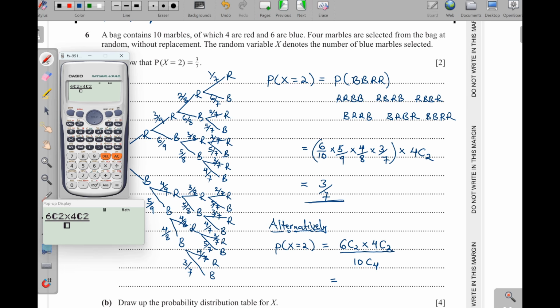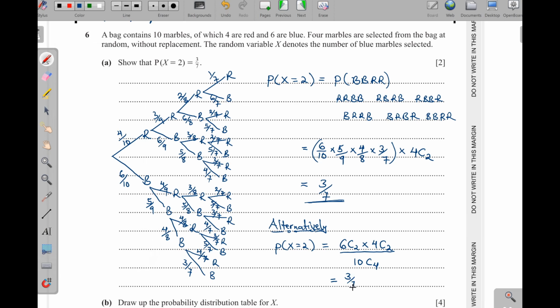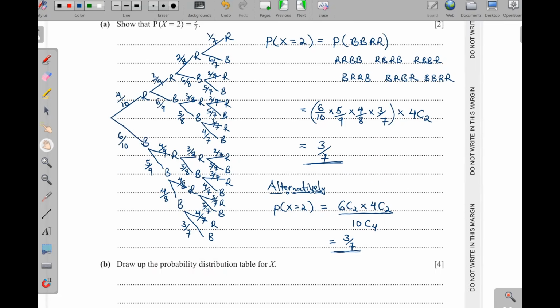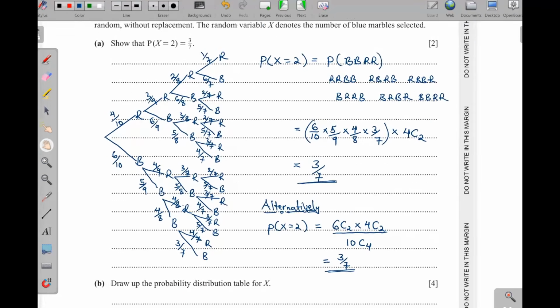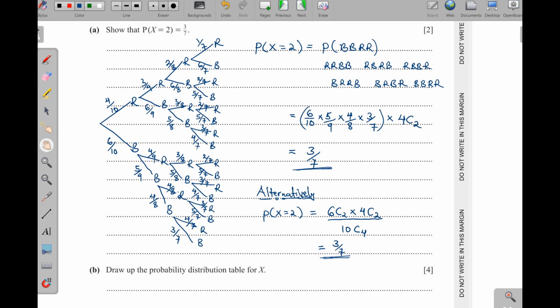We divide by 10 combination 4. It's 3/7. As simple as that. Part B, draw up the probability distribution table for X. So when you are picking these blues, you can fail to get a blue. That means all of them are red. So I can begin with X is equal to 0, no blue.